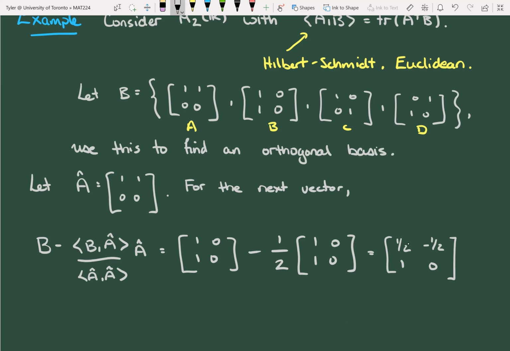Now, first of all, this has fractions in it, and almost any time you do the Gram-Schmidt orthogonalization algorithm, you're going to get fractions, and that sucks. But you can get rid of those fractions because we're not talking about orthonormal, we just want orthogonal. Are you meaning to multiply 1/2 by a different matrix? Oh yeah, sorry, that should be A. Thank you.